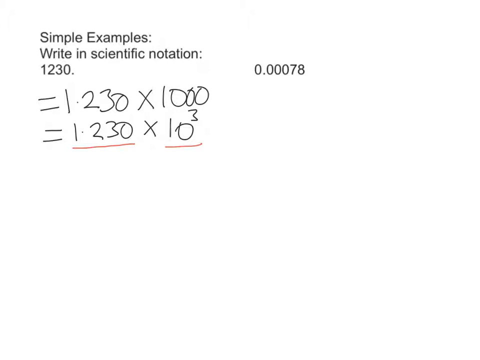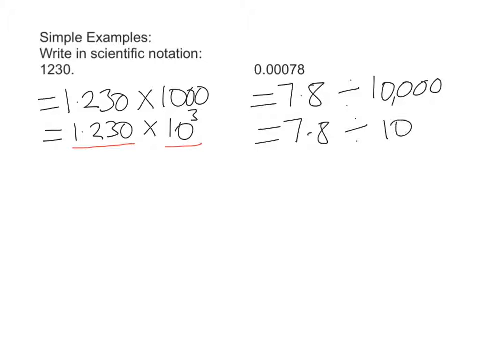Let's have a look at the next number, which is a small number. If I was going to write this number the same way, I would be writing it as 7.8 divided by 10,000. Now another way of writing that is 7.8 divided by 10 to the 4.